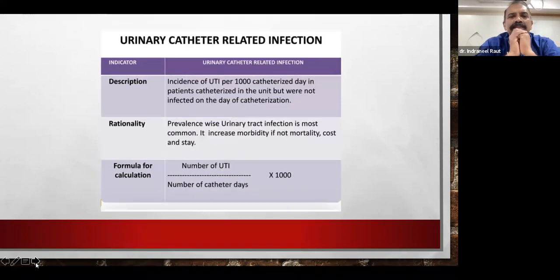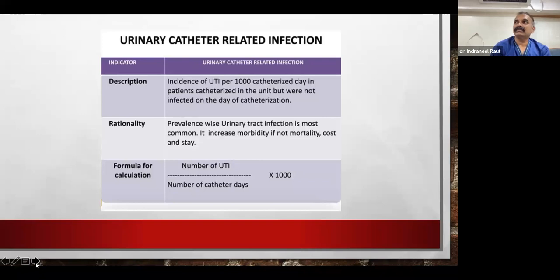The last, UTIs. So urinary catheter related infections: number of UTIs upon number of catheter days into 1,000. In our hospital, we have bundles laid down for CRBSI, for VAP and UTI all over the hospital. And our ID nurses identify these rates and keep track of especially the catheter bundles, even on the floor.